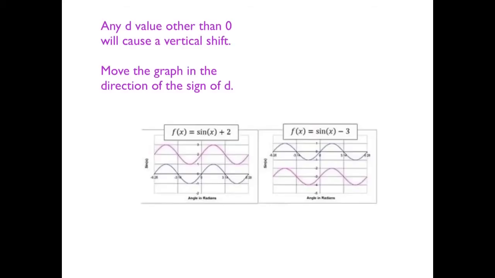So next we're going to talk about vertical shift. A vertical shift is determined by the d value. Any d value other than 0 will cause a vertical shift, and the graph moves in the direction of the sign of d. So if we have a positive d value, the graph goes up, and if we have a negative d value, the graph goes down. Here's the parent function in each one.